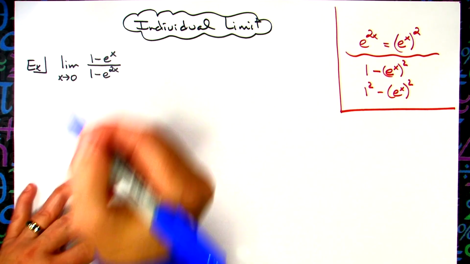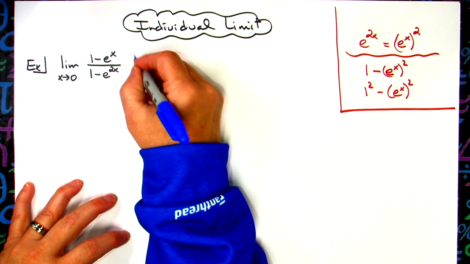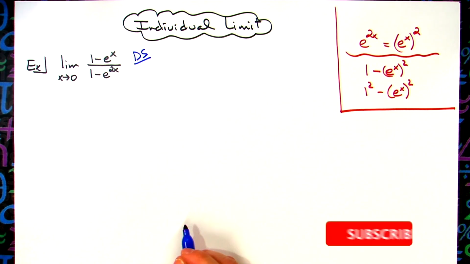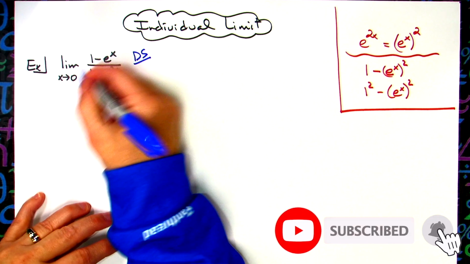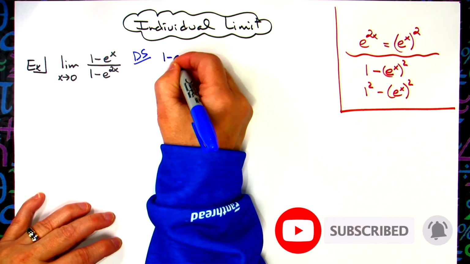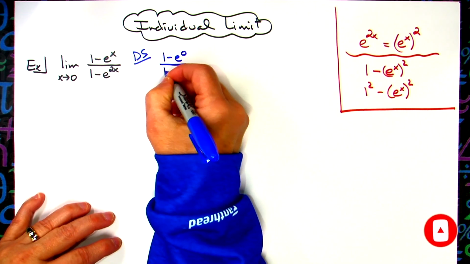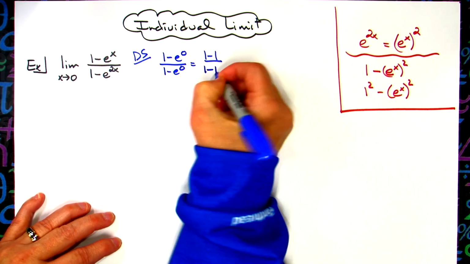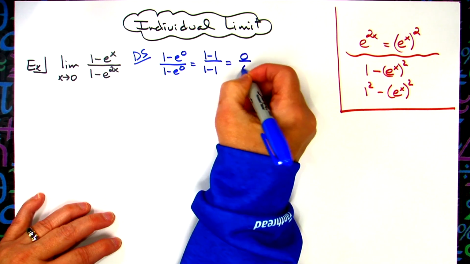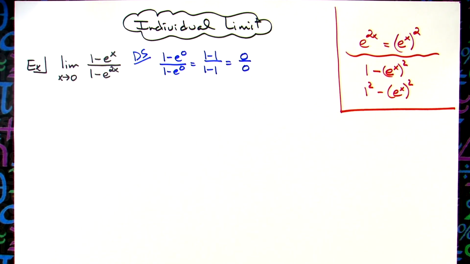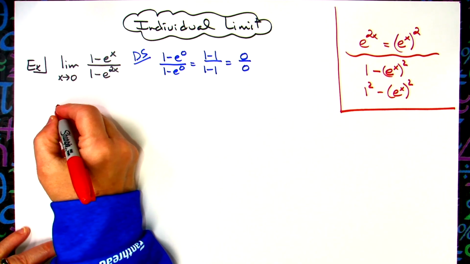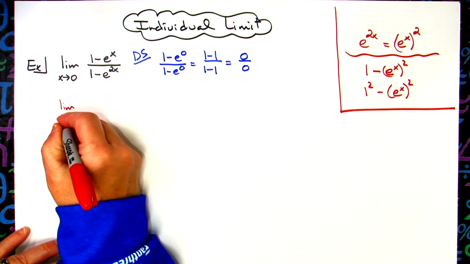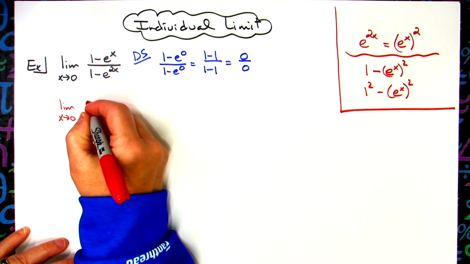All right, now with all limits, you should always check to make sure that a direct substitution does not work. So if I plug 0 in, I'm going to have 1 minus e to the 0, and then 1 minus e to the 0. That'll give me 1 minus 1 over 1 minus 1. So I do have an indeterminate form here, which then tells us, okay, we have to go through some algebra to manipulate this. Okay, so I'm going to go ahead and keep that limit notation in front because I'm just algebraically manipulating the equation at this point.